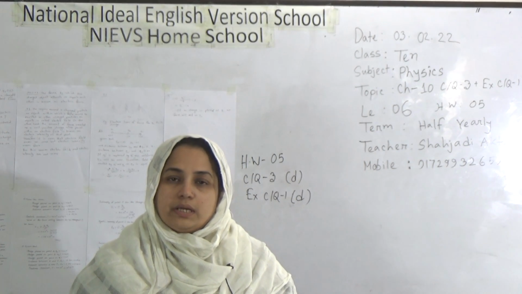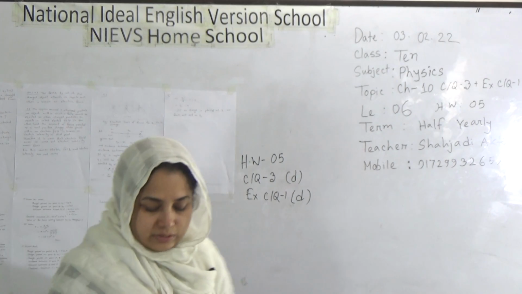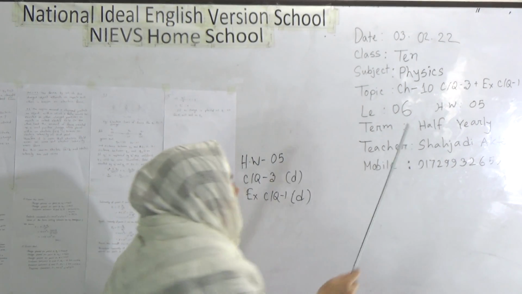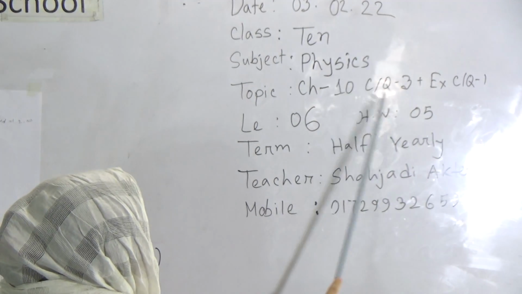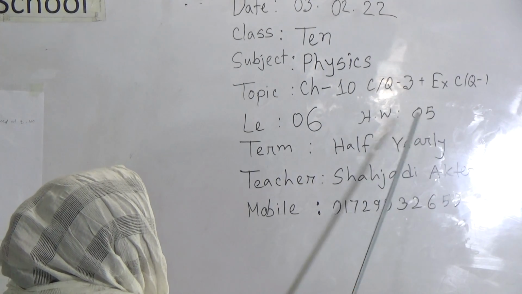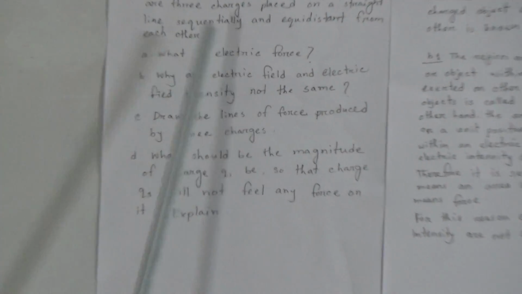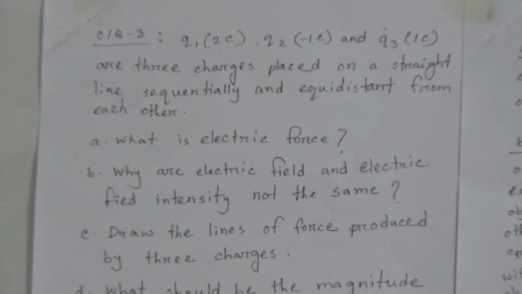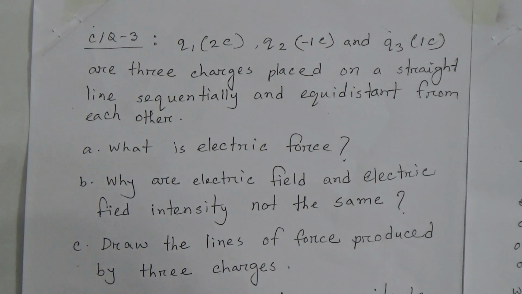Today I am going to take a physics class for class 10 students. Our today's topic is Chapter 10 CQ3 and extra CQ1. Today's lecture number 6 and SW number 5. My dear students, let's start our class. In our previous class we have already discussed CQ1 and 2, and today we will discuss CQ3, then extra CQ1.